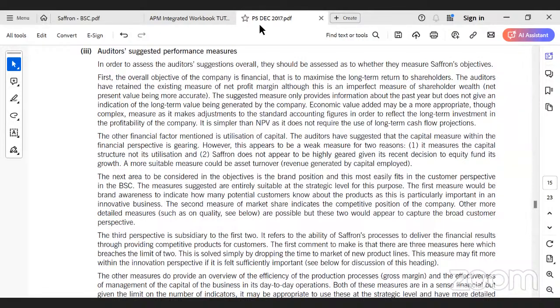Question is suitability. How suitable are they? If it is suitable, you say it's suitable. If it is not suitable, you say it's not suitable with justifications. Let's answer the question. Go through quickly. I want to do another one.